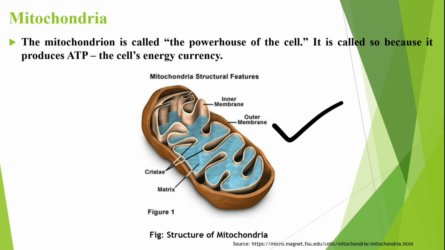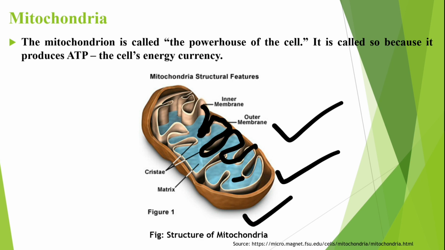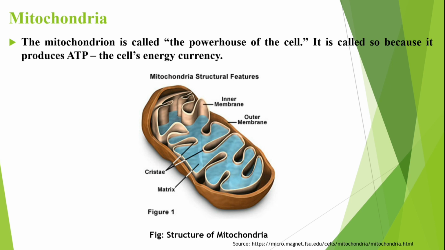So this is the structure of mitochondria. It has two membranes, one outer membrane, one inner membrane. The infoldings of the inner membrane are called the cristae. Then it has a liquid part also. The liquid part of the mitochondria is called the matrix, the mitochondrial matrix.